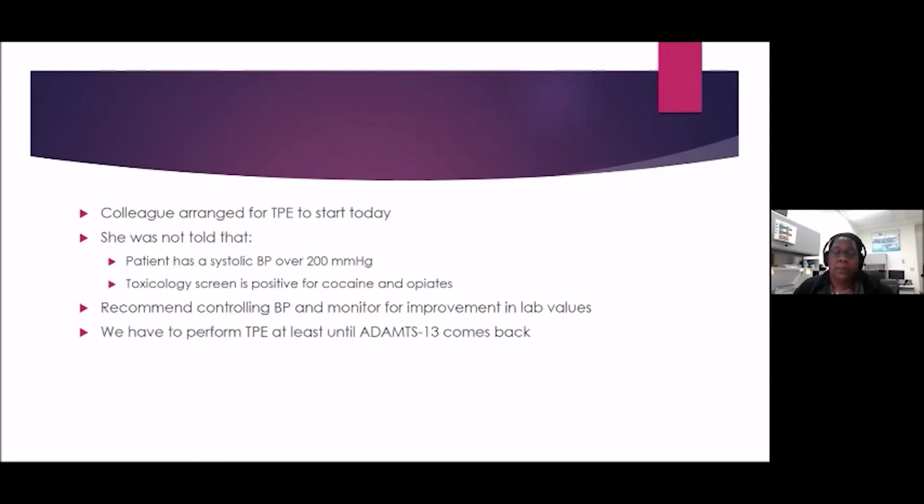The thing is, you don't know for sure. So you have to perform TPE at least until your ADAMTS13 comes back. What I would expect, because of the malignant hypertension, is that her ADAMTS13 may be decreased, but most likely would not be severe, and it would not reflect an inhibitor or antibody.